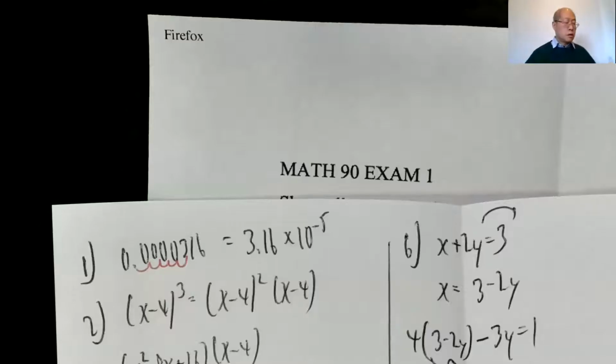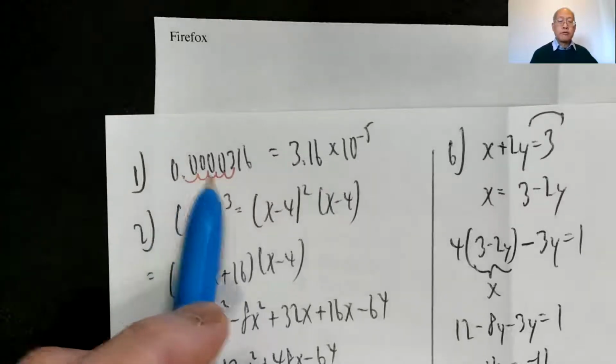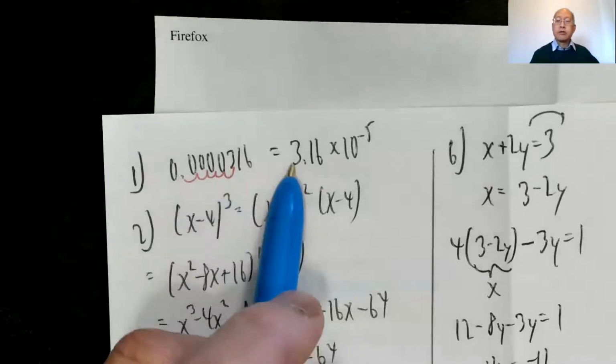These are solutions to Math 90, Exam 1. Number 1, move the decimal over 1, 2, 3, 4, 5 spaces to the right, so you get a number between 1 and 10. So 3.16 times 10 to the negative 5.